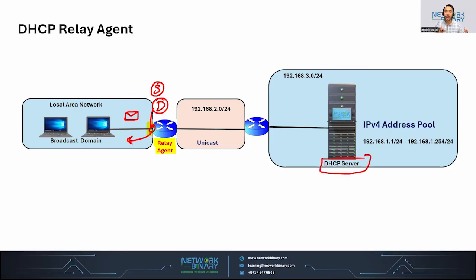Now, what is happening here? The relay agent is changing the broadcast communication into unicast communication. Make sure there must be routing between the relay agent and your server. Once you have done the routing, the relay agent is going to make this communication happen.